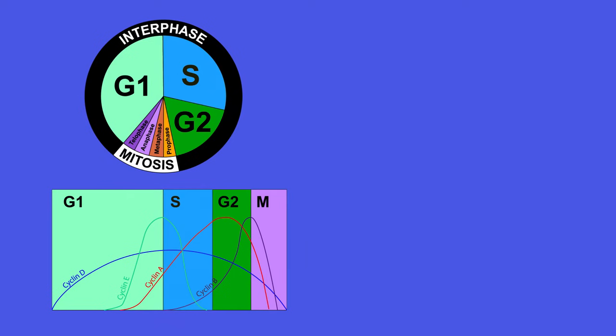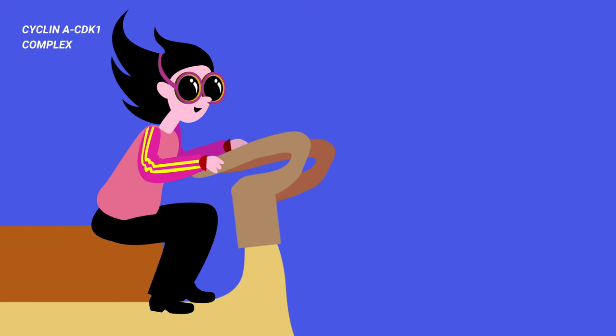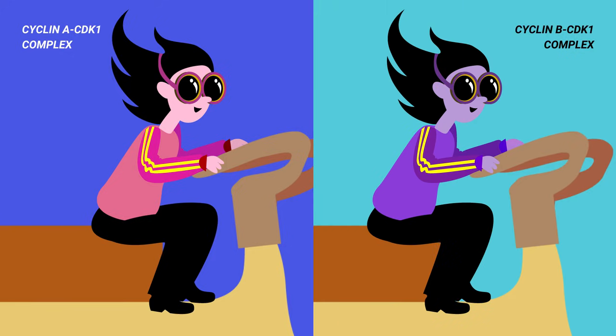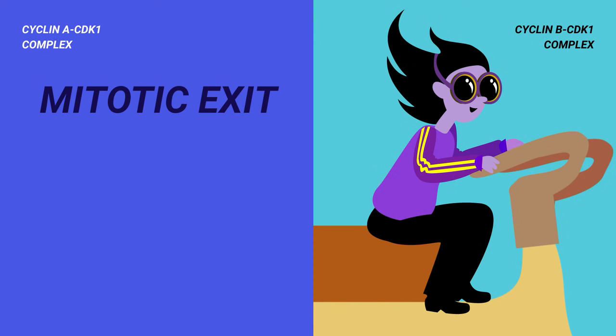Later in the S phase, cyclin A also forms a complex with CDK1, remaining bound until late in the G2 phase, when it is replaced by cyclin B. The cyclin A-CDK1 complex is believed to aid in activation and stabilization of the cyclin B-CDK1 complex before being ubiquitinated. This degradation of the cyclin A-CDK1 complex induces mitotic exit, in other words, the end of mitosis.